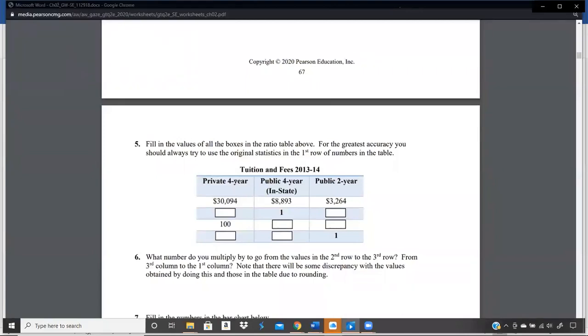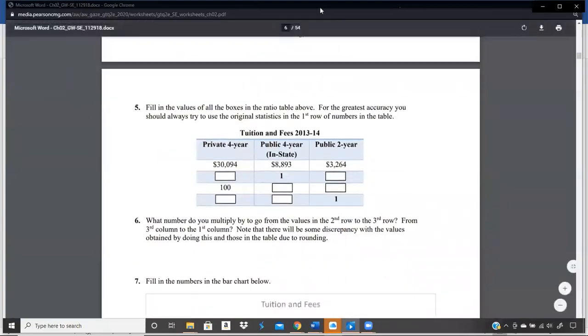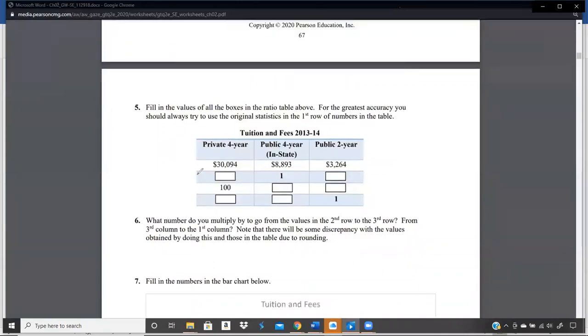You can use that, oh, okay, well, we went from 2 apples to 10 apples, that's 5 times as many. So if we have 3 oranges, I'd expect 5 times as many oranges. 3 times 5 is 15. You can use that concept. So question 6, what number do you multiply by? I'm going to put the annotate on for this, to go from the values in the second row to the third row. So we're trying to go from here to here.